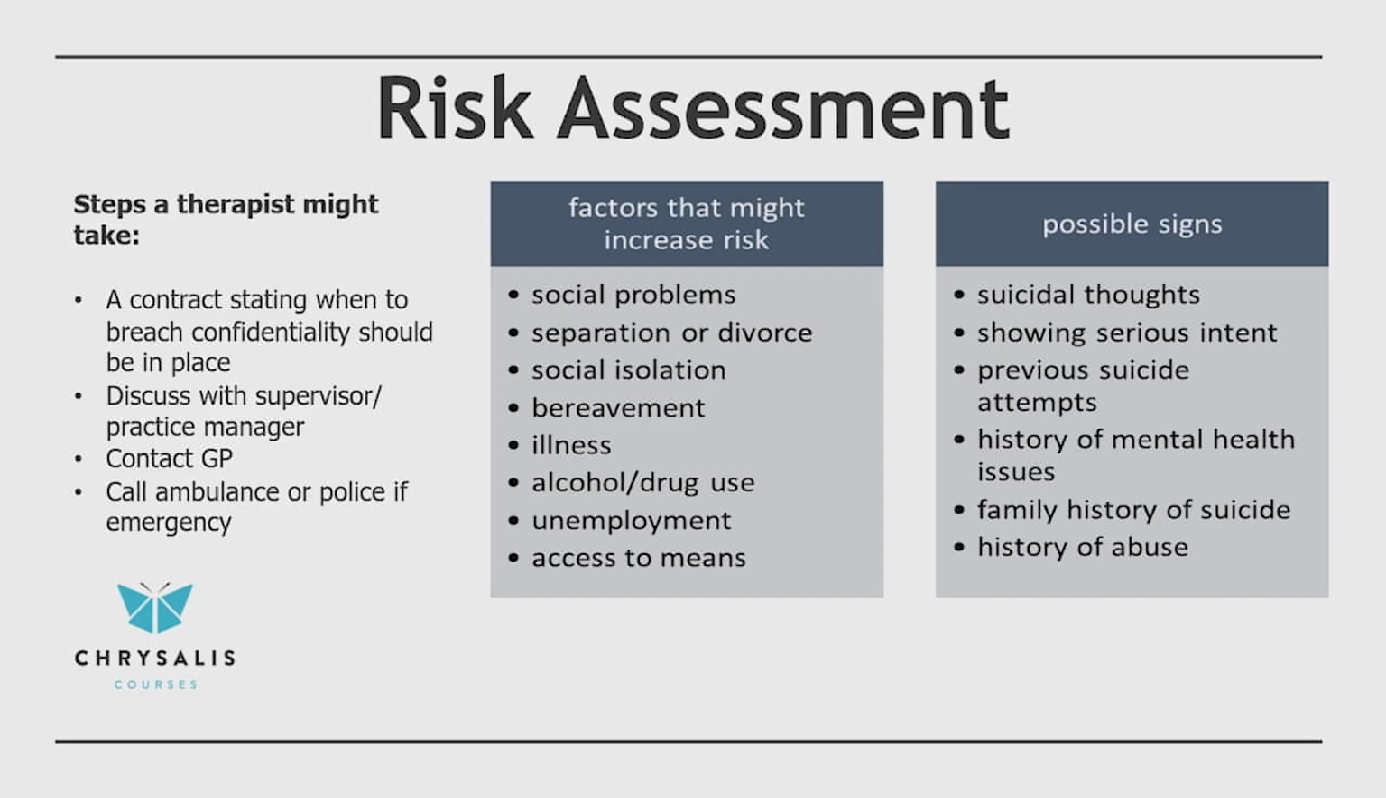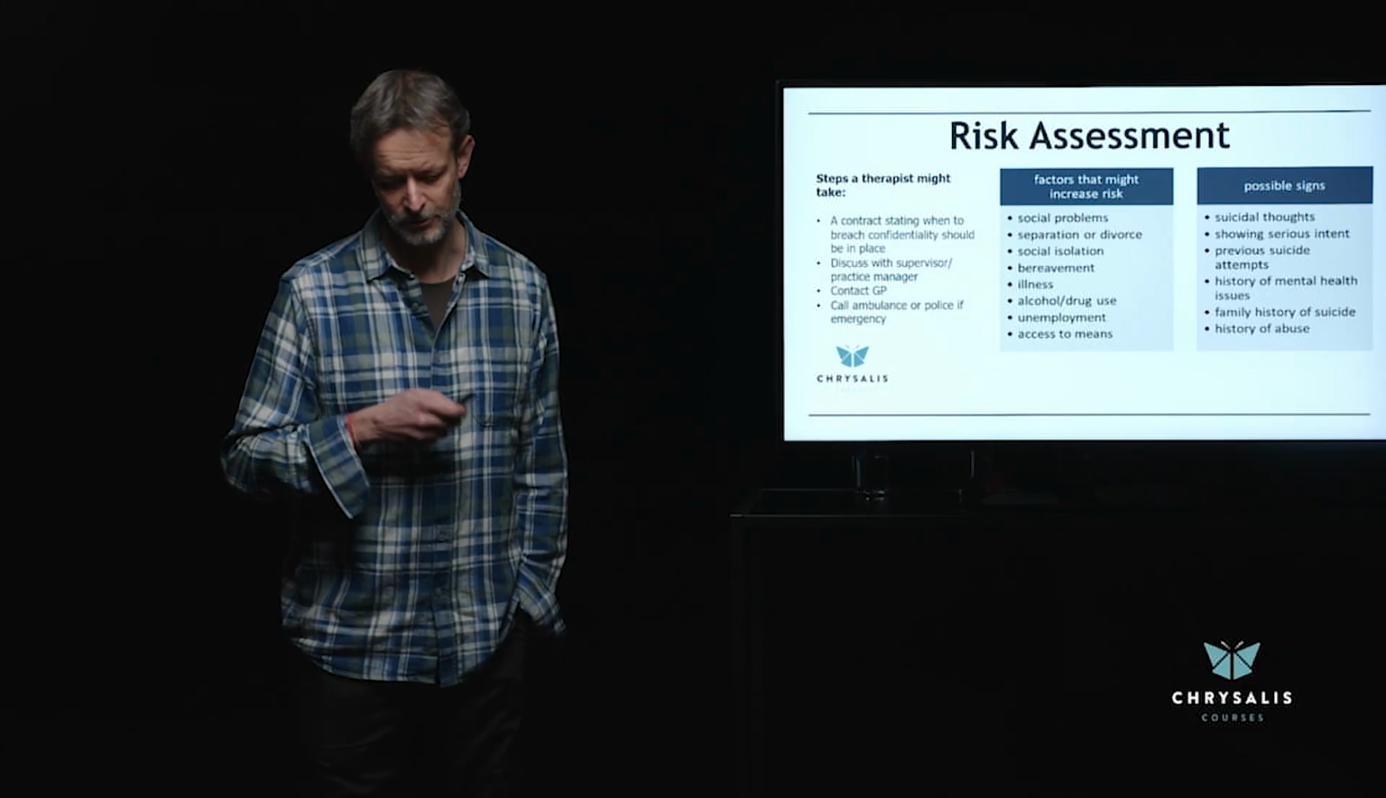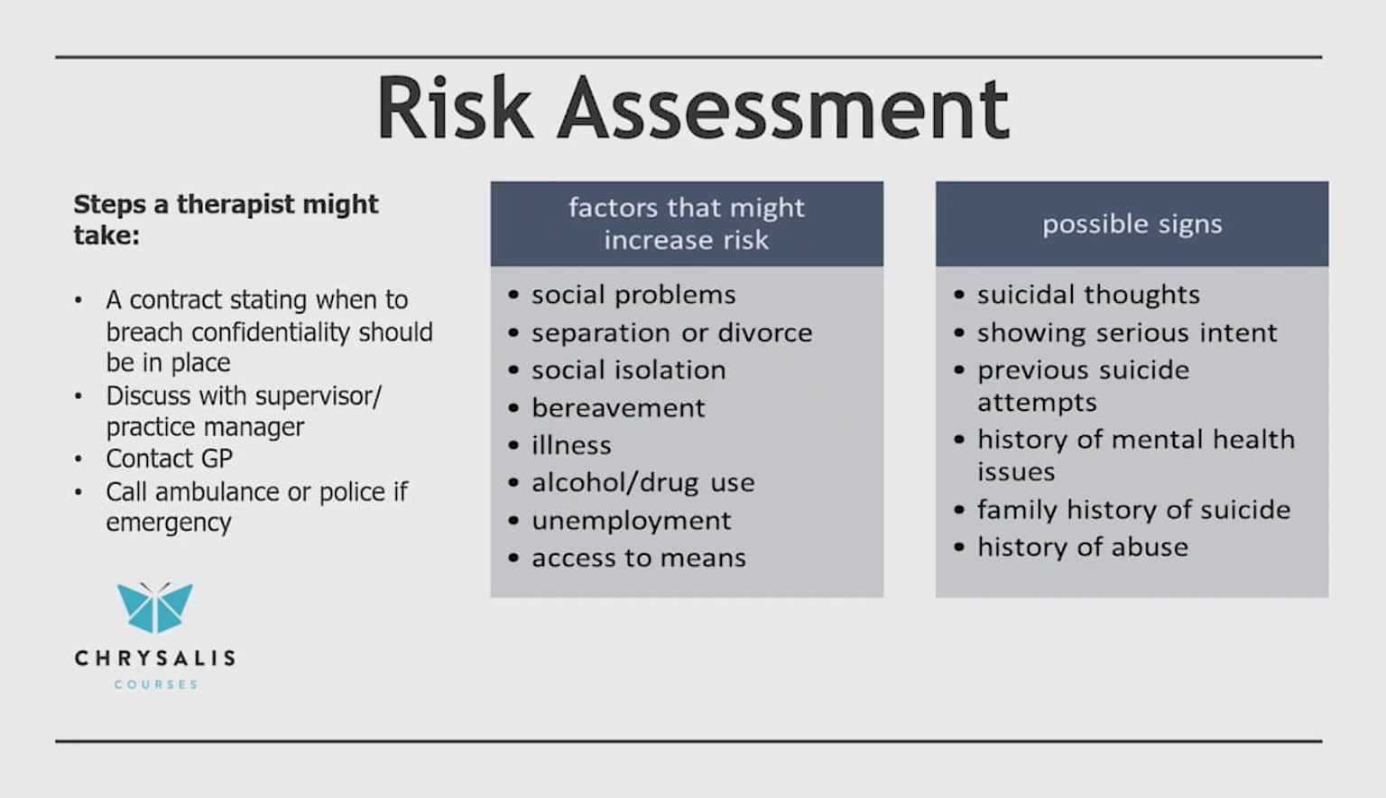So a risk assessment with clients with suicidality and self-harm is a contract stating when to breach confidentiality should be in place, and always make that very strongly known to the client at the beginning of therapy. Discuss with the supervisor and practice manager. We've gone through those processes. Contacting the GP, calling an ambulance or police if it's an emergency.